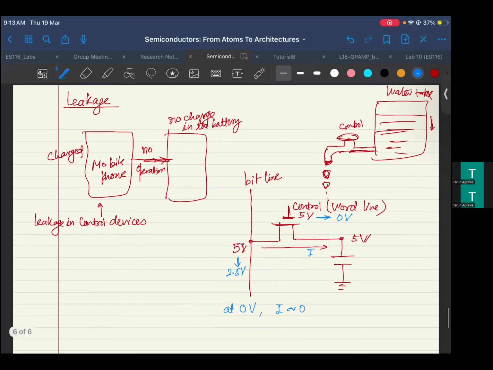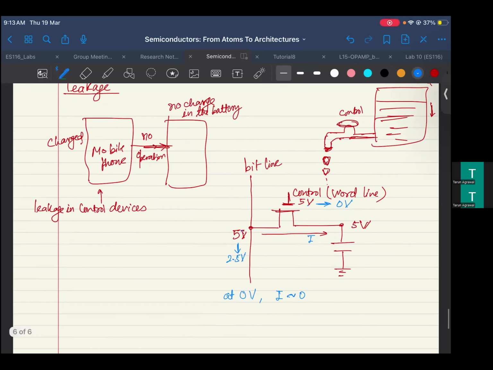Now we are going to look at what is this close to 0, because you are not saying I is equal to 0. If it was I equal to 0, then you'd say there is no leakage, it means nothing is happening. But in reality, we know that in these transistors there is a leakage happening, and we will talk about the device characteristics in another video.